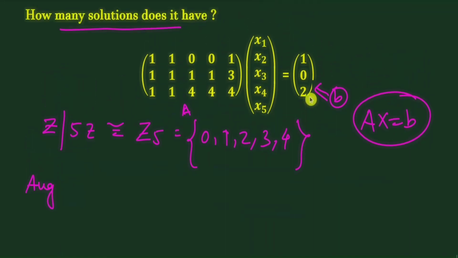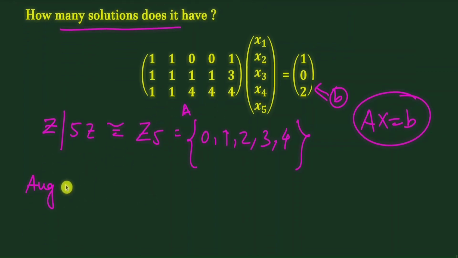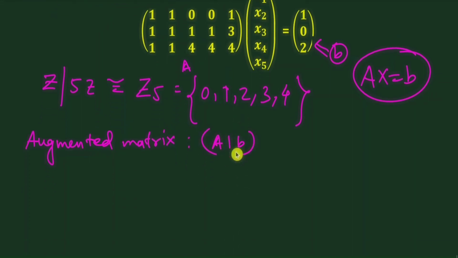One note here: if we apply any elementary row operations or column operations on this augmented matrix, first we write the augmented matrix. So the augmented matrix is equal to [A | B], and this is equal to 1 1 0 0 1 1, 1 1 1 1 3 0 and 1 1 4 4 4 2.